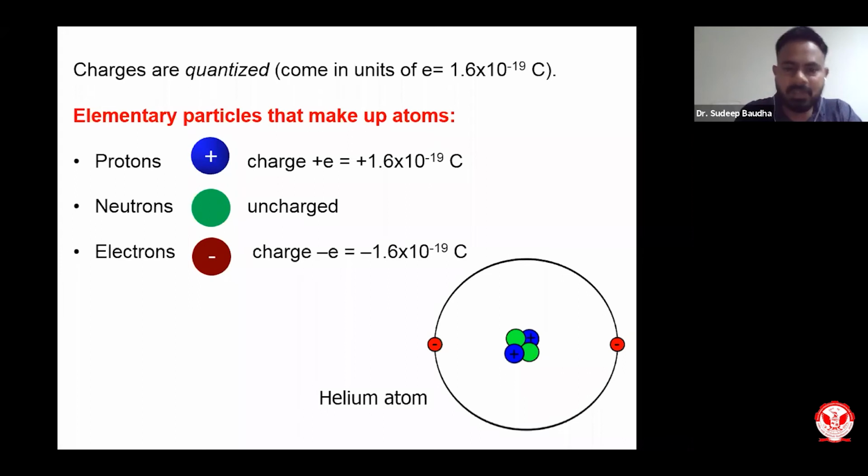And the value we already know from our experiments is that the charge on the electron is minus 1.6 into 10 to the power minus 9. That is negative in nature. So please remember this.